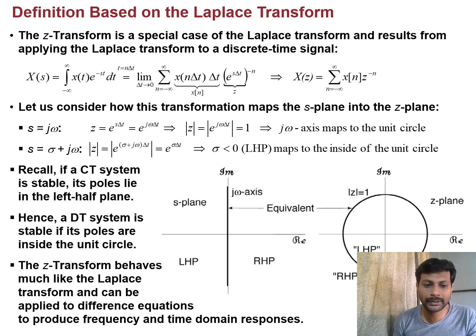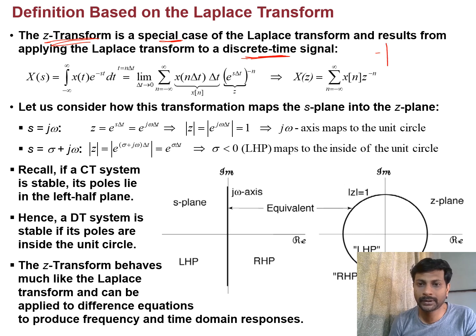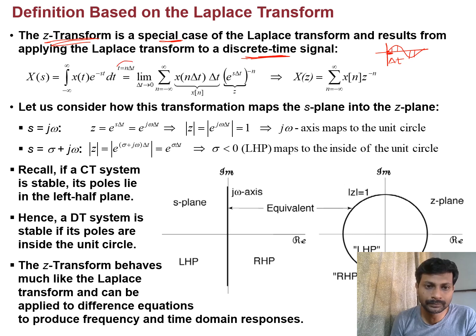So as we can see, Z transform is a special case for discrete time signal. In a discrete time signal, if we have a time domain signal, we have to discretize it in terms of samples. So let us consider that each time interval is delta t. So let us replace the time domain information by t equal to n delta t, to derive the Z transform from Laplace transform.